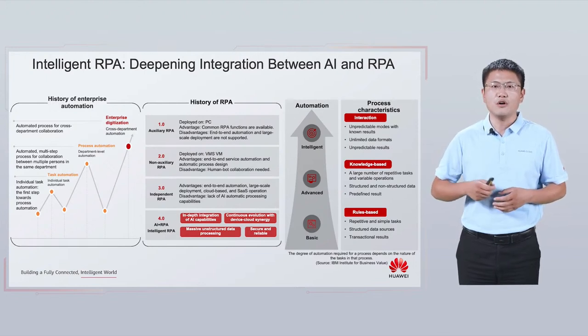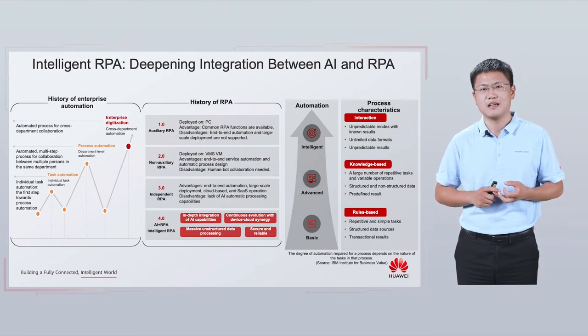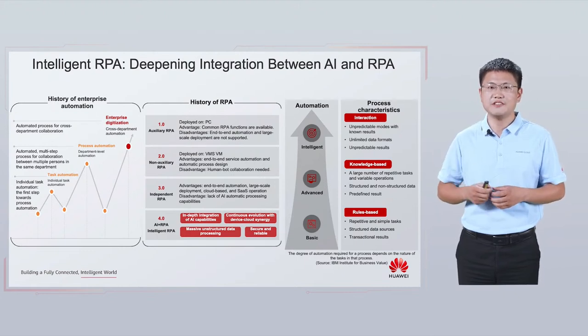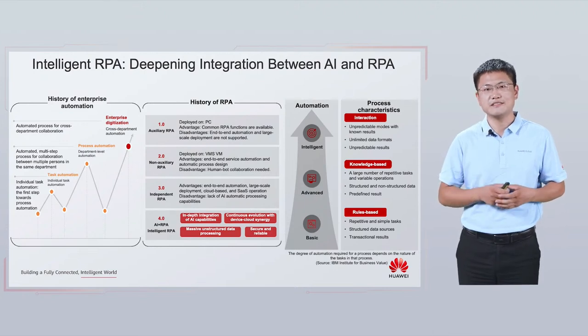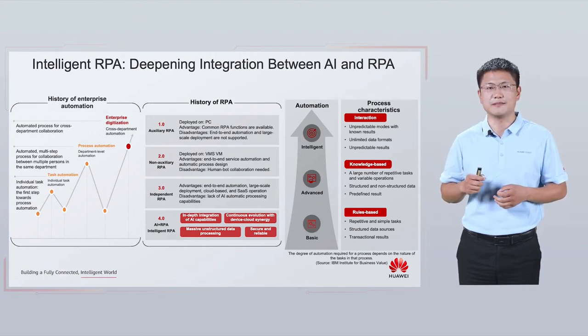Our technology development also goes through several stages, from PC-based deployment to VM-based deployment, and then to end-to-end automation and SaaS-based operations. Now, we are at the 4.0 stage, where the RPA and AI are deeply integrated. In-depth integration with AI capabilities enables the intelligent RPA to process massive amounts of unstructured data. As you can see, the degree of automation is gradually improved, from rule-based repeated task execution to knowledge-based inference applications. Then we added AI. This makes the RPA more efficient and intelligent because it can interact with you as if it has eyes and ears.